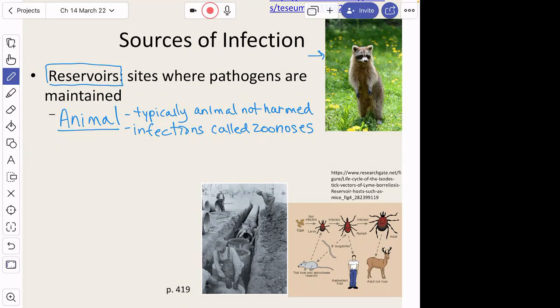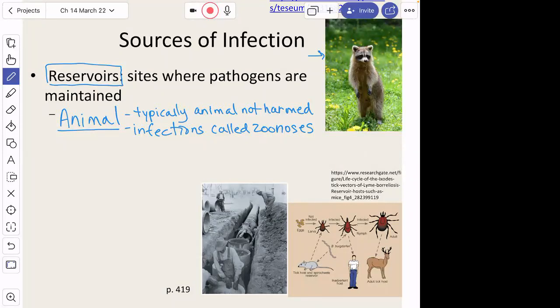Why are they such common reservoirs? Well, if you think about how they live, they cover long distances because they fly, and they live communally. So they live in caves, right on top of each other. They're pooping on each other as well. So they live communally, and they travel a lot. So that's why we think that bats are common reservoirs.